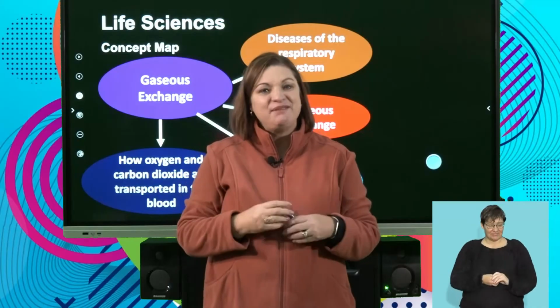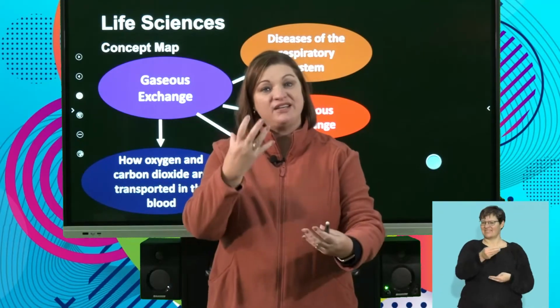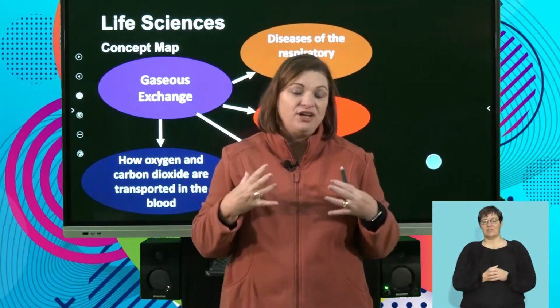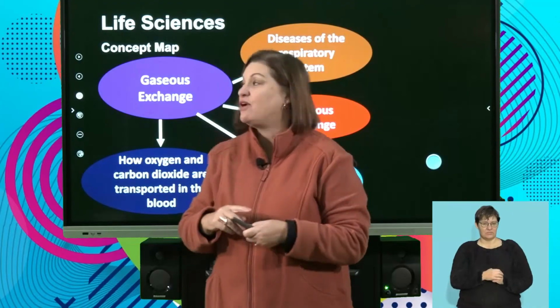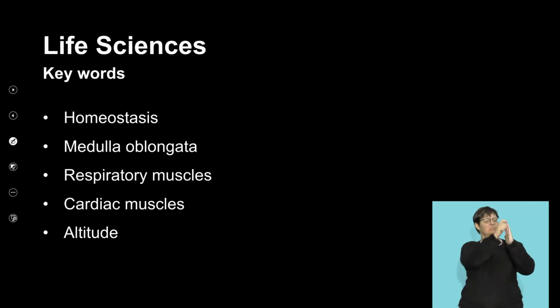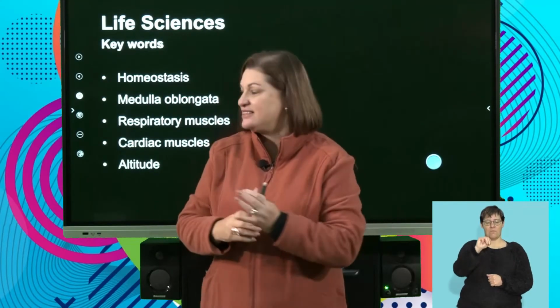Right, last segment we looked at what gaseous exchange is, how we get oxygen in and carbon dioxide out. The next section we're going to look at is the concept of homeostasis. There are a few terms on the board here. Homeostasis has come up a lot in the sections you have looked at, and even in the last section I spoke about the pH. Homeostasis is this constant balance.